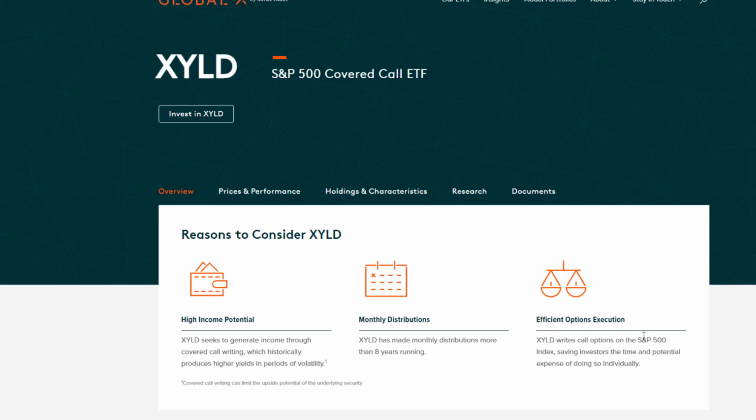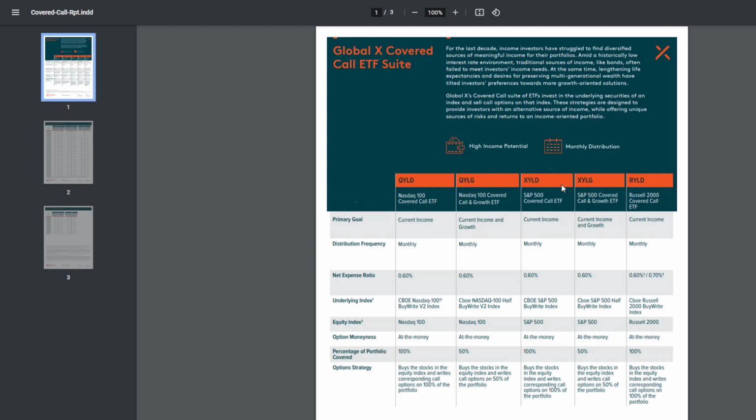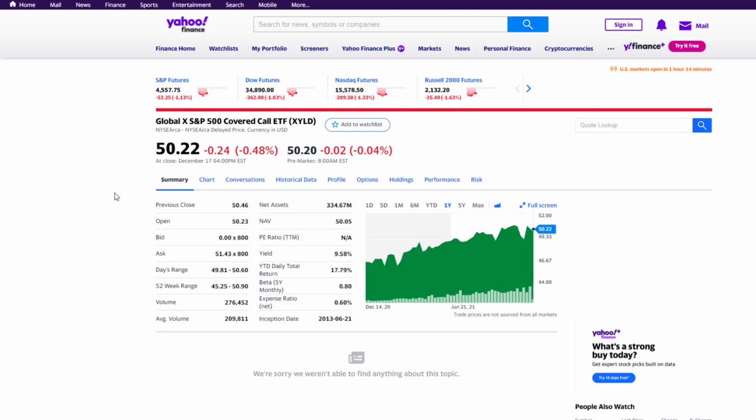XYLD writes call options on the S&P 500 index, saving investors the time and potential expense of writing call options themselves. So with the covered call options at Global X, if you want to write call options but you're not comfortable with it as of yet, go ahead and invest in these 5 different funds, and you'll reap the benefits of call options. Let's take a look at the Yahoo Finance page.